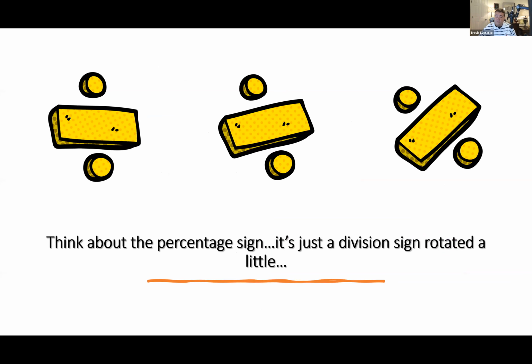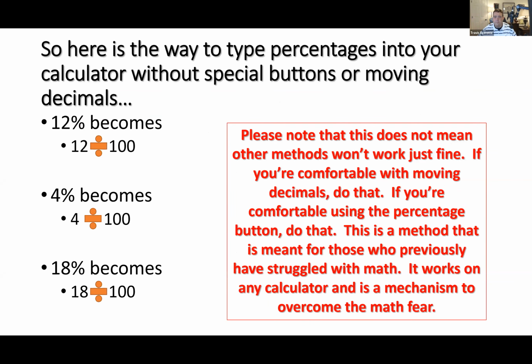So take the division sign, keep twisting it around a little bit, you got a percentage sign. Per 100. All we're doing is taking a number, whatever we say the number is, and then dividing it by 100 to get the percentages. That's how we deal with percentages. So 12% is 12 divided by 100. 4% is 4 divided by 100. 18%, 18 divided by 100. And that's exactly how you're going to type it in your calculator.